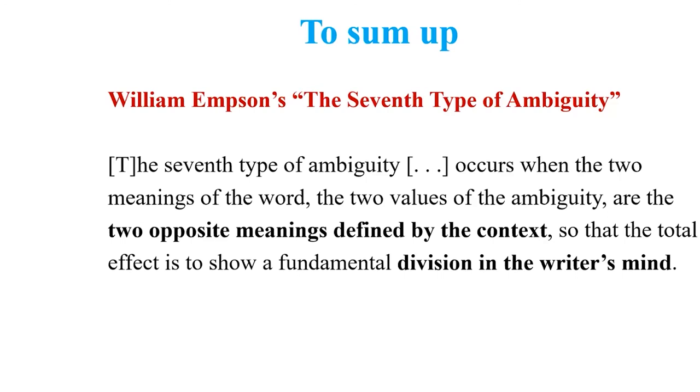The seventh type of ambiguity occurs when the two meanings of the word, or the two values of the ambiguity, are opposite to each other. I mean opposite in the sense of contradictory. The same word carries its opposite, and it creates a contradiction. Ore vartha adu unnoru adoda opposite vartha en sonna adukku or contradiction mind la create panni. It depends on the context, literary context mostly. So that is the seventh type, so that the total effect is to show a fundamental division in the writer's mind.